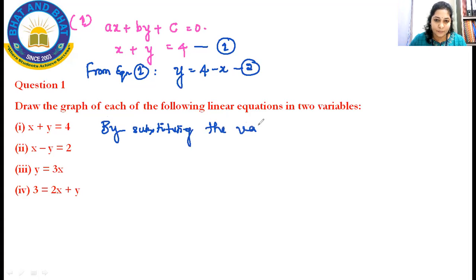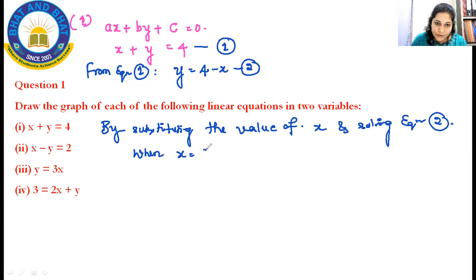the value of x and solving equation 2. So what I do, I will go on substituting the value of x. So when x is equal to, I will start with 0. When your x is equal to 0, what is y equal to? 4 minus 0, and thereby what is y we get? Y we get it as 4.